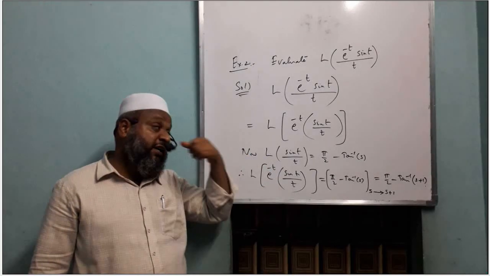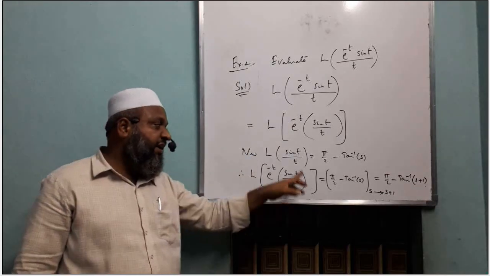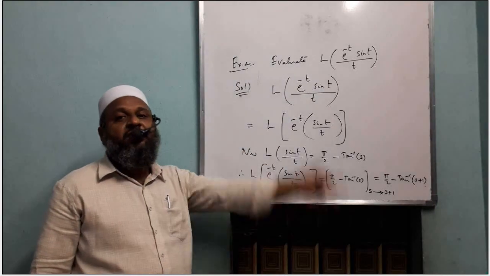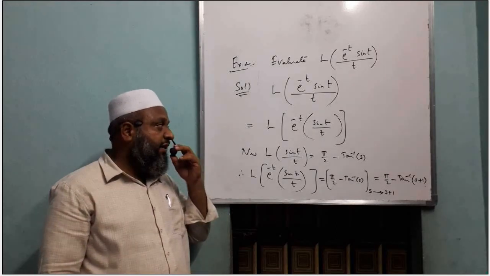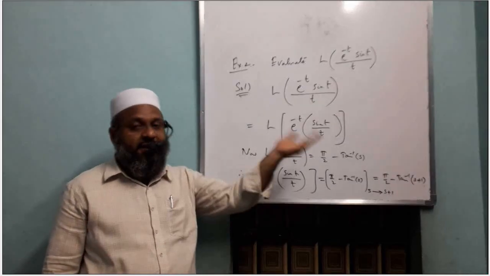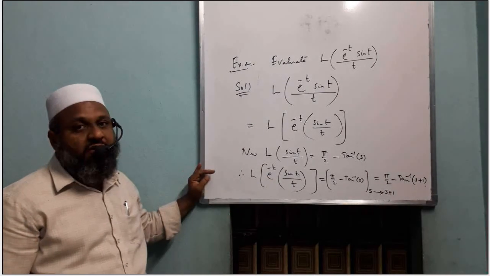In the case of multiplication with t, we will differentiate the transform. Here we are integrating the transform, and there we are differentiating the transform. I hope you understood. This is the end of multiplication by t and division by t. Multiplication by t done in previous part, now division by t.